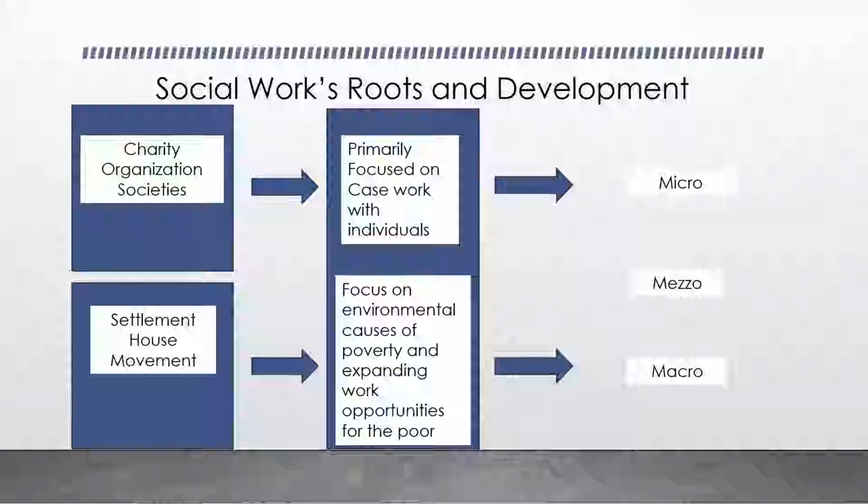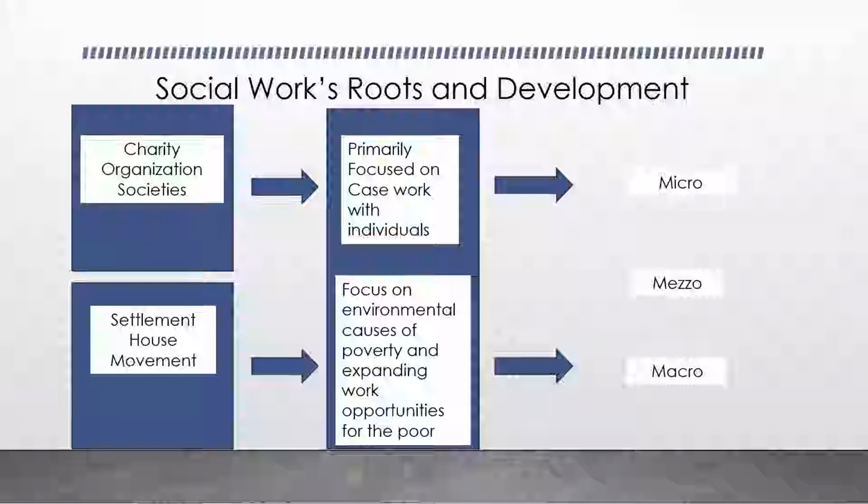Now, this isn't to say that charity organization societies weren't interested in things beyond the individuals. In fact, Mary Richmond, really one of the founders of the charity organization society movement, believed it was important to look at social and environmental factors, as well as the community context that really shaped an individual's situation.